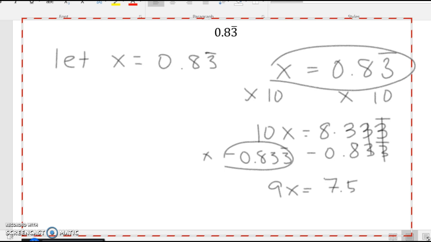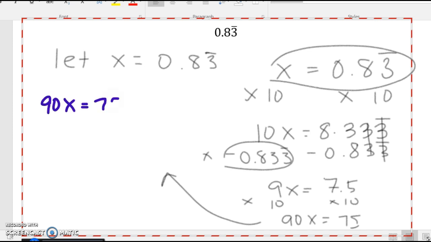So then we can either divide off the 9 first, but it's actually easier, if we want to write it as a fraction, to multiply each side by 10 again. And you're left with 90x equals 75. So I'm going to rewrite this over here. I'm going to pick a different color so you can see it a little bit better. We have 90x equals 75.